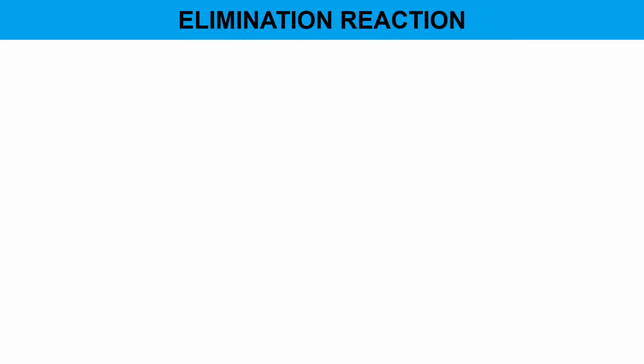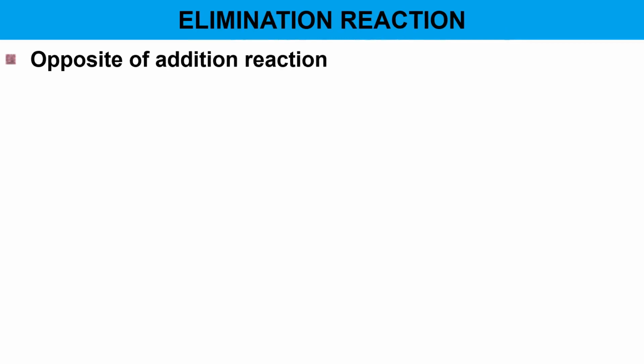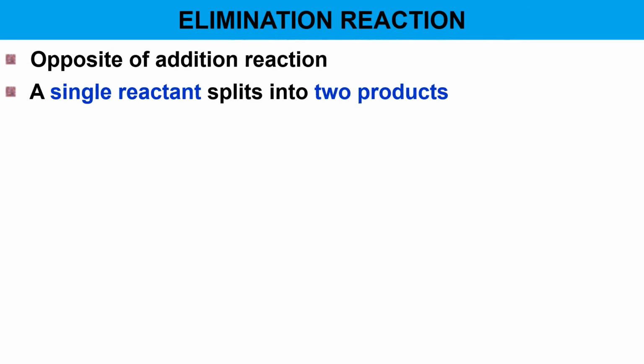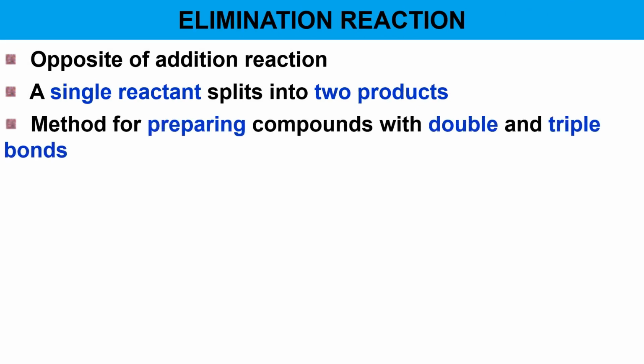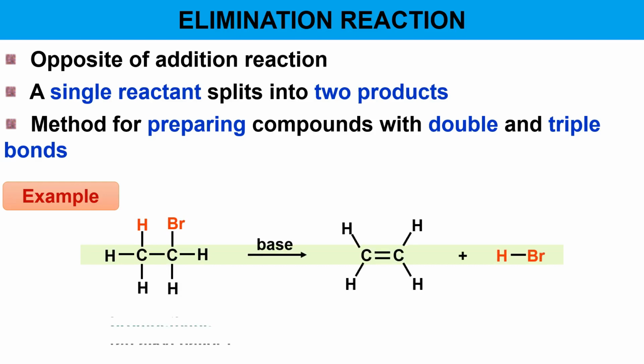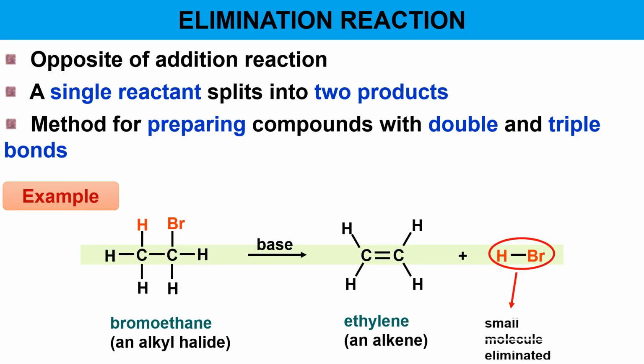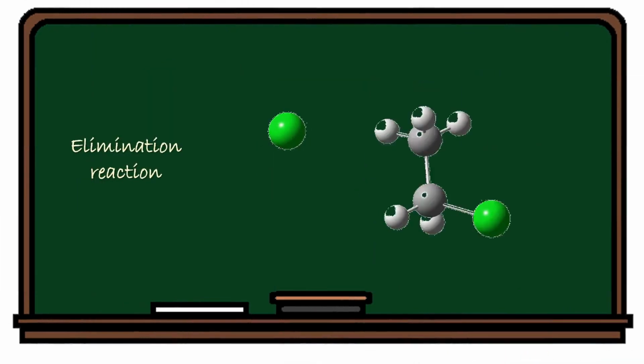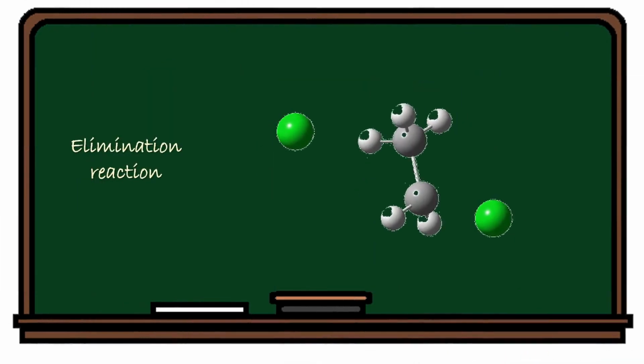Elimination reaction. The opposite of addition reaction. A single reactant splits into two products. From saturated it becomes unsaturated. It is a method for preparing compounds with double and triple bonds. Example: a haloalkane undergoes elimination in the presence of a base to produce an alkene, which is unsaturated, and a small molecule, HBr, is eliminated. Example: an elimination reaction.